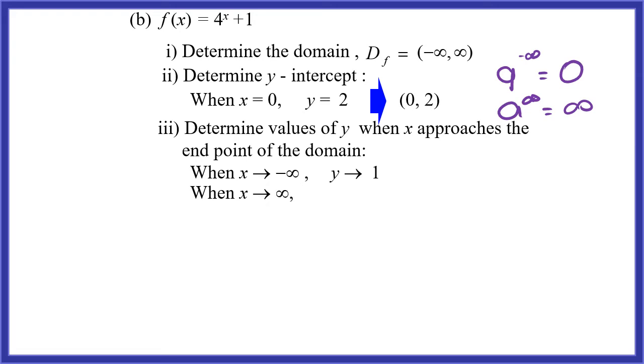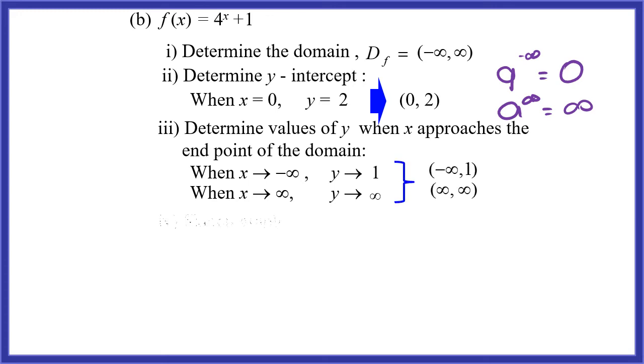And then when x approaches infinity, y will approach 4^(infinity) + 1. This 4^(infinity) is infinity, and infinity plus 1 is infinity. So that's why it approaches infinity. So now we have 3 points.